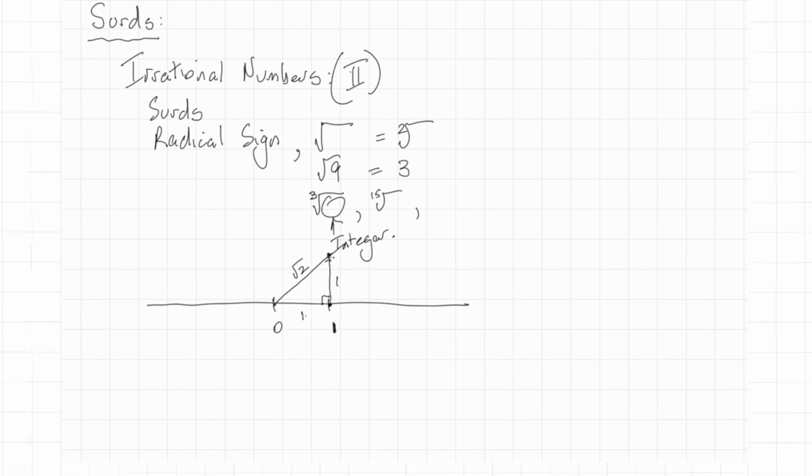And then if I could measure that and bring it down onto the number line, there we have the square root of 2. So there's the number 2. It won't be up as far as 1.5.